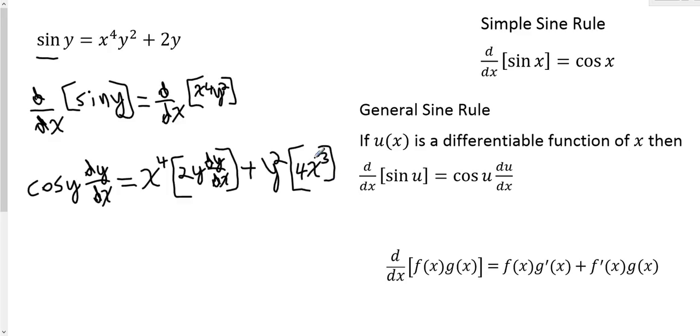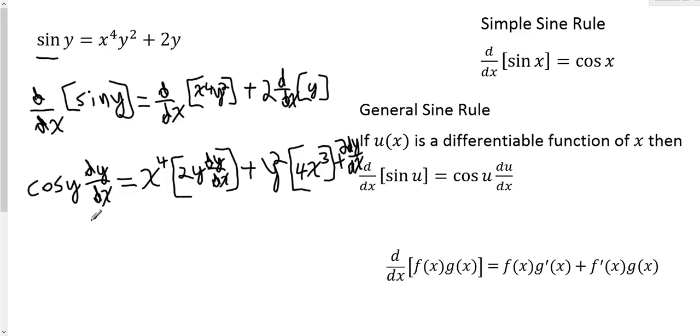Now to get the derivative of the last thing, this is going to be plus 2 times the derivative with respect to x of y, and that's just going to be 1, but it's going to be 1 times dy/dx. Here we have the derivative of each of the individual terms. Oops, I forgot the 2. It's not just going to be 1, it's going to be 2 times 1 times dy/dx.